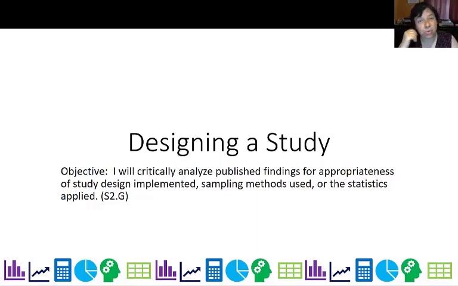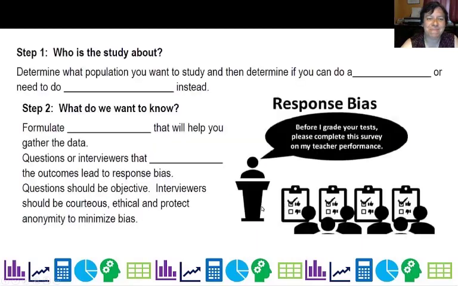And we're learning about control groups and experiments, and we're talking about designs of studies today. One of the first steps in a study is to know who the study is about. So determine what population you want to study, and then determine if you can do a census or just need to do a sampling. A lot of times if you can get everyone and do a census, that's great.